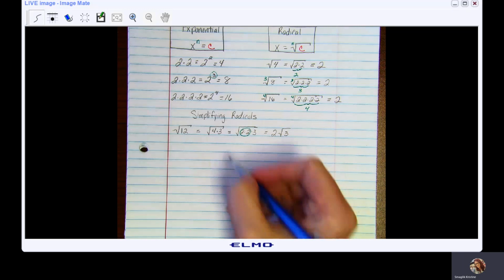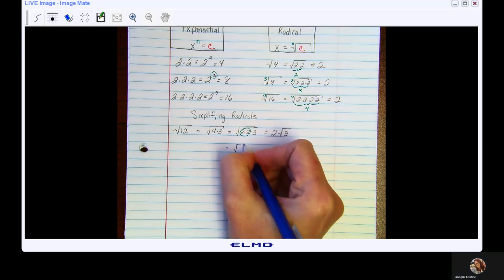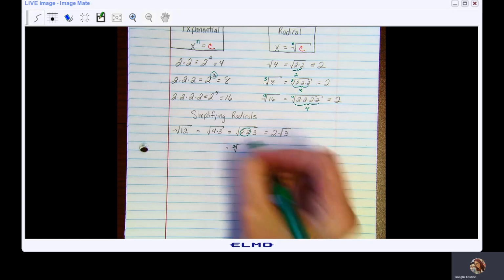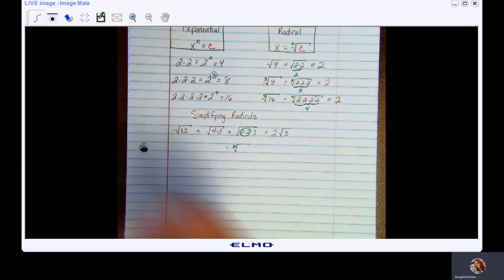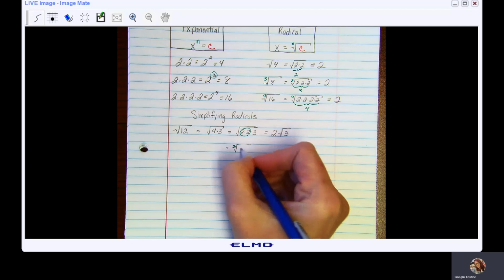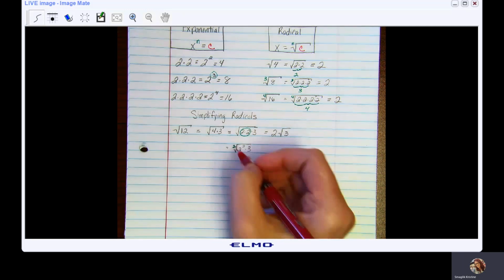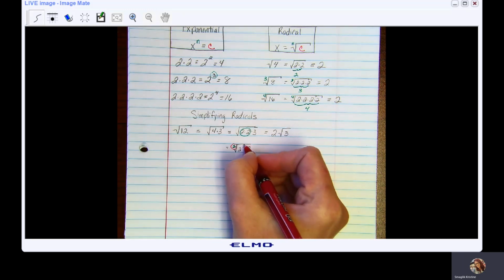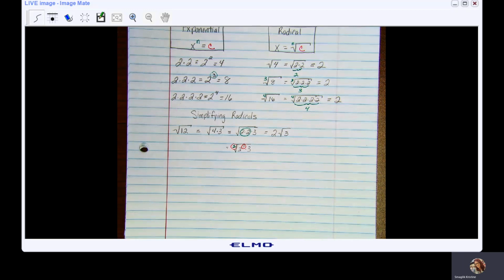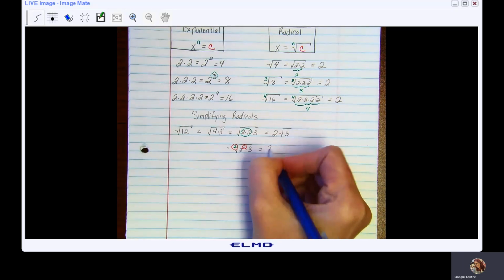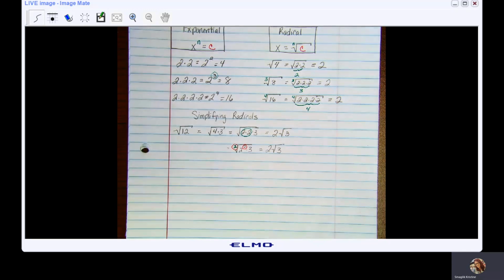Another way to look at this, I'm going to write that 2 there. We don't need to do that, but just to emphasize the point. 2 times 2 is the same as 2 squared. Well, now notice the root will cancel out the exponent. They're inverse operations. So again, we get 2 times the square root of 3.